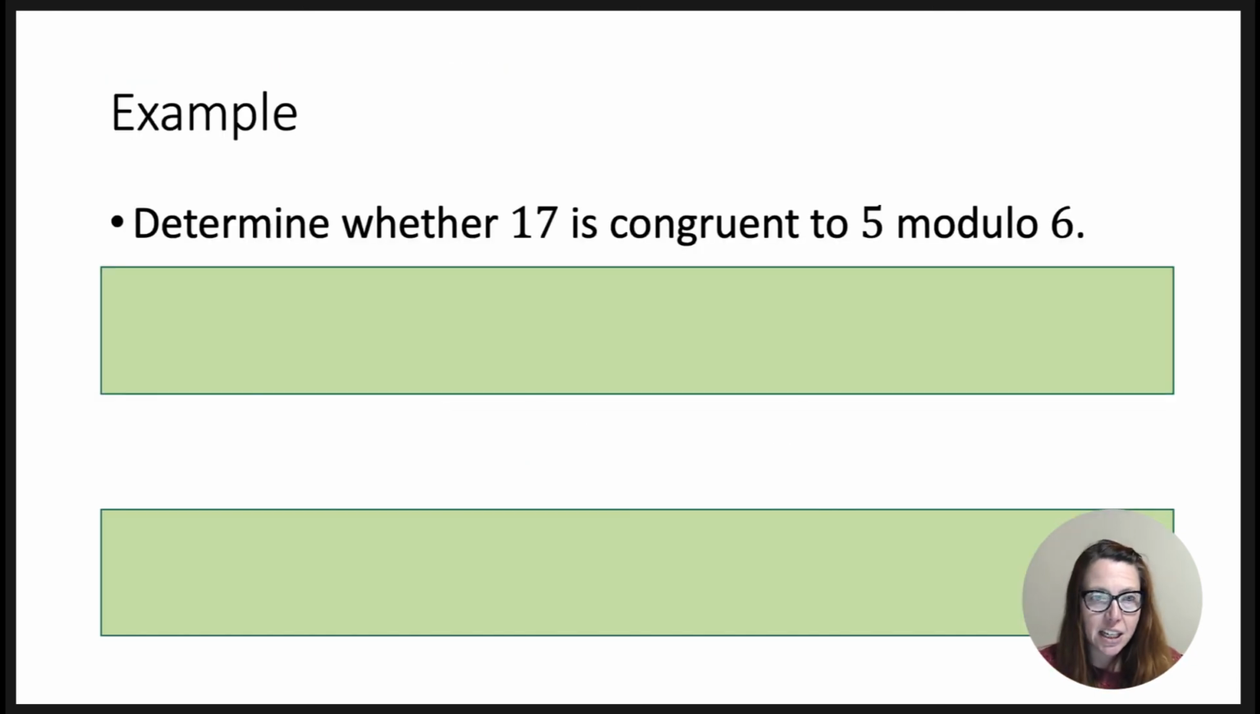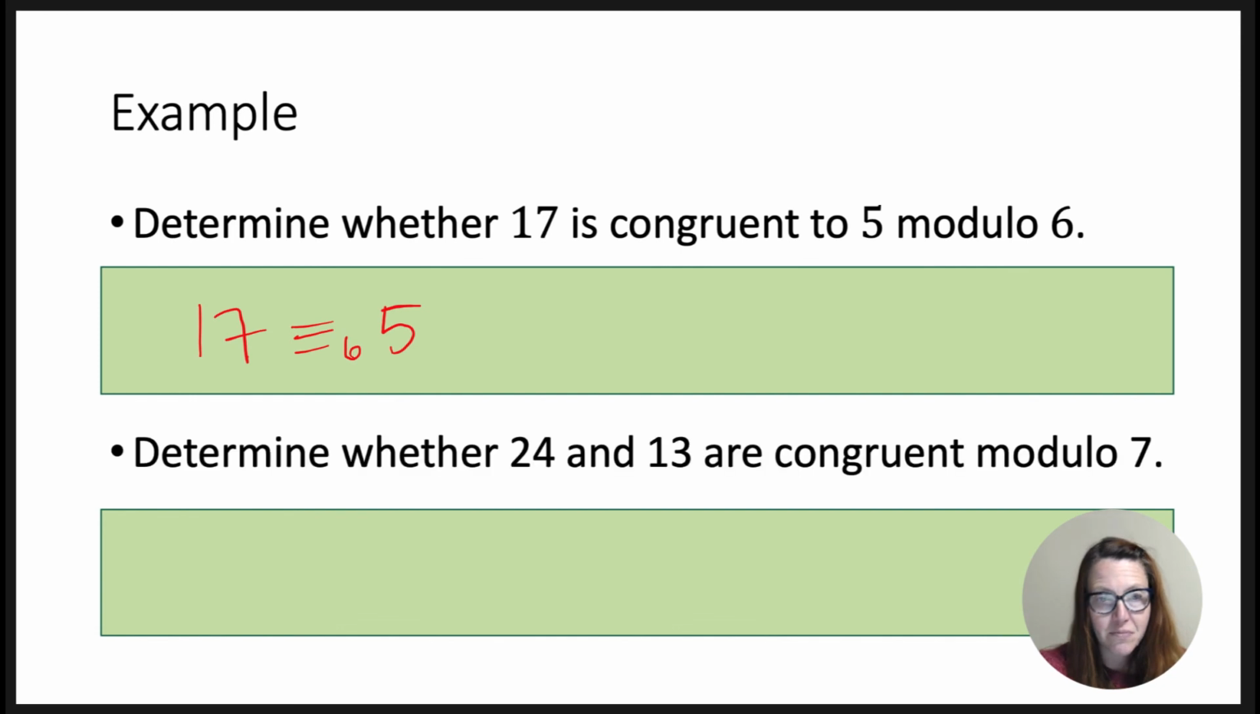So let's take a look at a quick example. If we want to determine whether 17 is congruent to 5 modulo 6, we can look at that difference. We can say 17 minus 5, that's 12. 12 is divisible by 6. So we assume that 17 is congruent modulo 6 to 5.